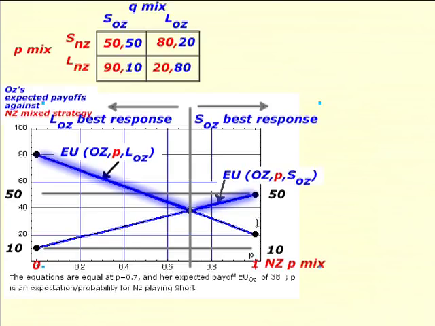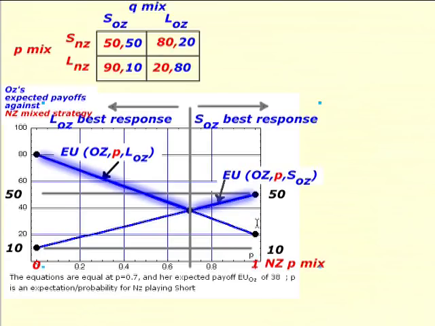It's hard to choose, right? So you're kind of indifferent. And that's going to be New Zealand's strategy. It's like, ooh, if I play 70% of the time short, just where that vertical line is, then I can make Australia not have any clear choice, okay?